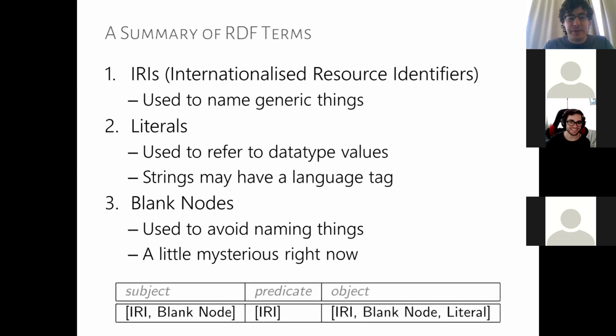Okay, so in summary, in subject, we can have an IRI or a blank node. Predicate has to be an IRI always, and the object an IRI, a blank node, or a literal. This is mostly for historical reasons, but it also reflects the most common ways in which RDF will be used.